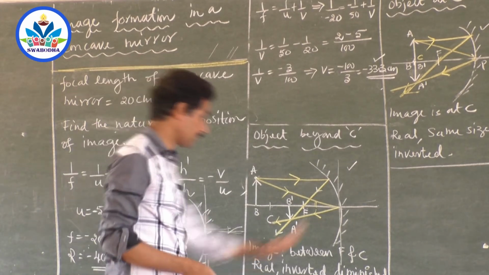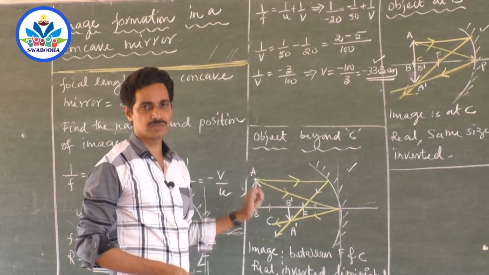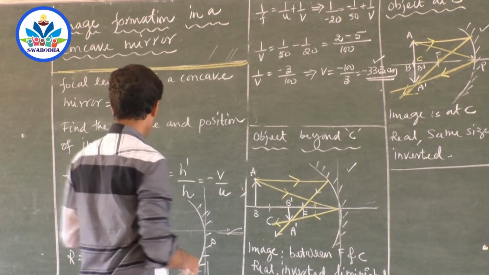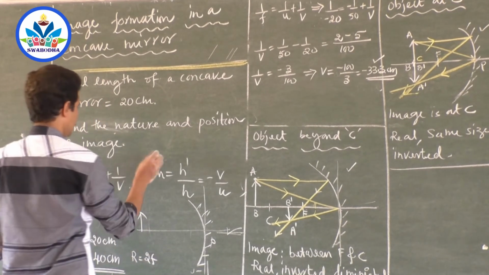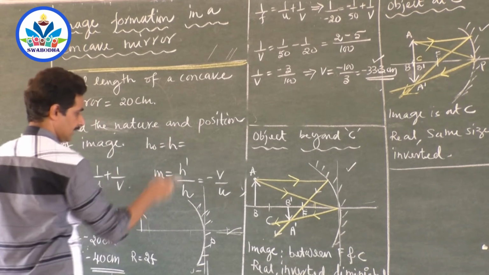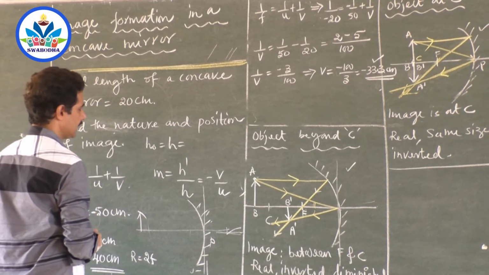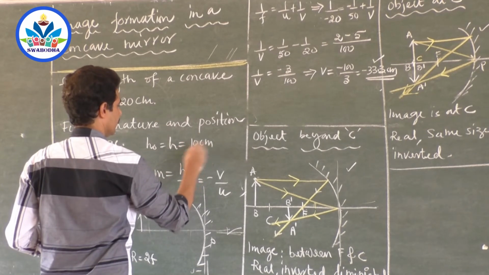And minus is also okay because it is in this side. Image is diminished. Is it so? Yes. Suppose I take the height of the object as H. H is the height of the object. Let me take it as some 10 centimeter.